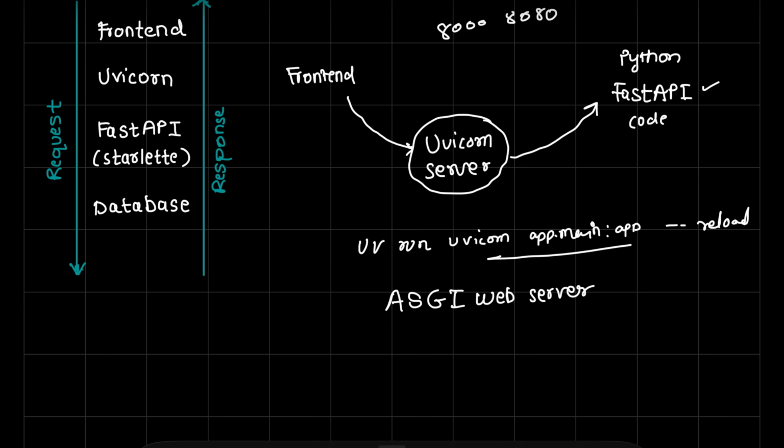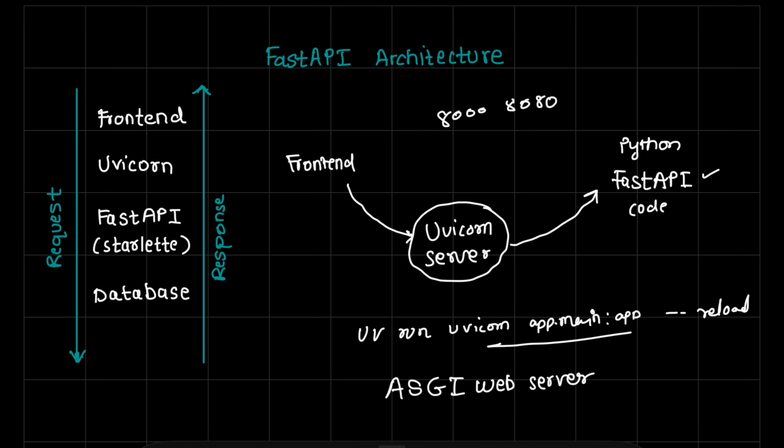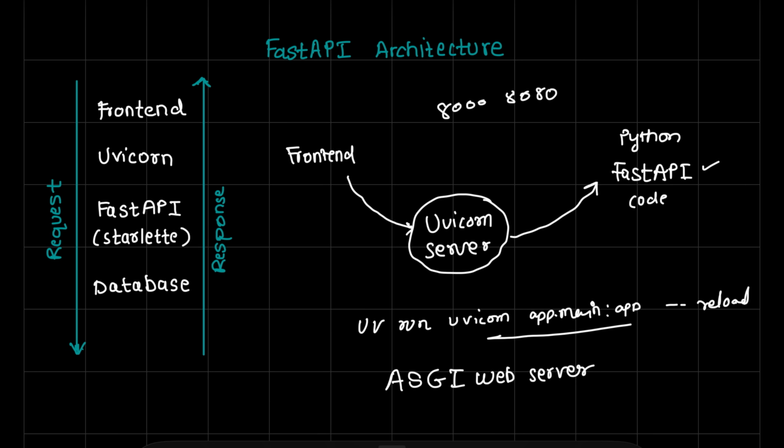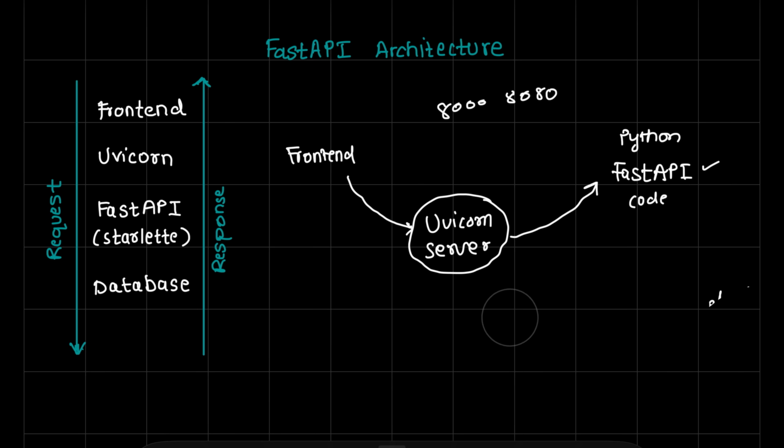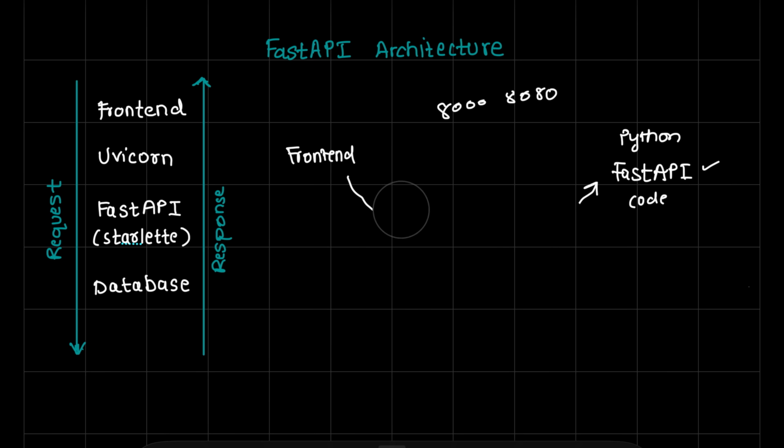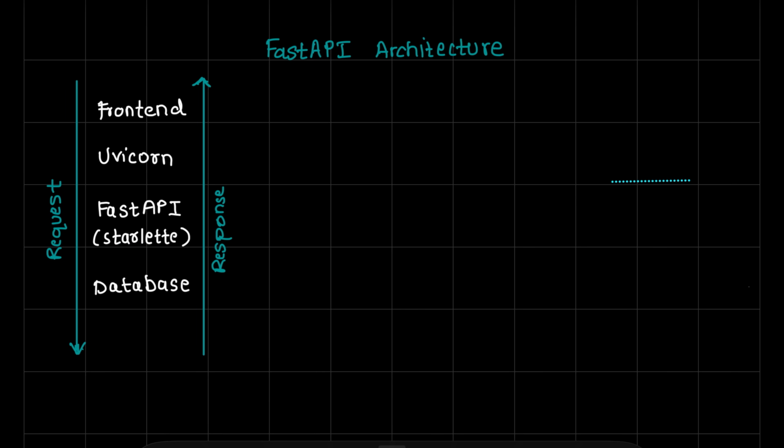ASGI web server. Okay, I will explain ASGI in some minutes, and just now just remember that the ASGI web server is present. I will explain in a good way what exactly this ASGI web server is. We will try to understand in a few minutes. Right now just remember that it's an ASGI web server. So this was all about the Uvicorn server. I hope you got the idea that our FastAPI architecture consists of the web server, which is Uvicorn server, and then your request goes to the FastAPI.